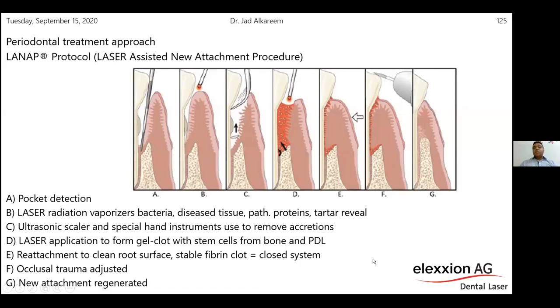Each pocket should take around 8 seconds, and you have to wait around 5 seconds to repeat this session. So you can do it 4 times for each pocket. Each time is 8 seconds, and between these sessions you have to wait 5 seconds to give enough time for the tissue to cool down and also not to affect the root surface from inside.